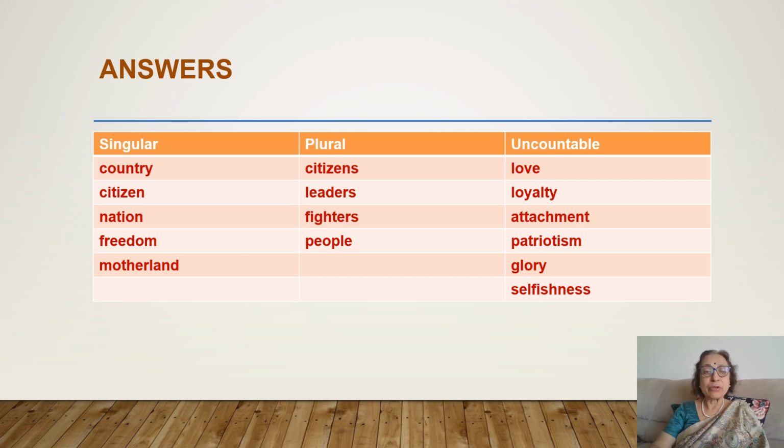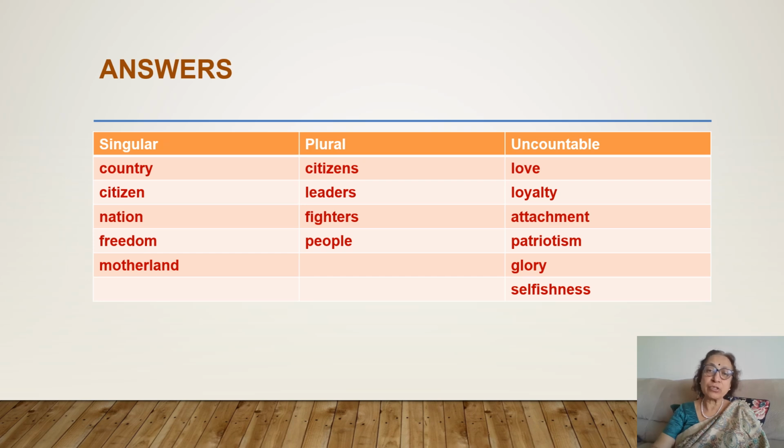Then you have country. So country is singular. We have put it in that column. Then citizen comes here, so we've put it. Attachment, again, you cannot say attachments, unless, of course, it is attachments to your files in your computer, then you can easily say it. But attachment here is a feeling. Therefore, you cannot say that it is countable. You cannot have more than one kind of attachment. Towards his or her nation.